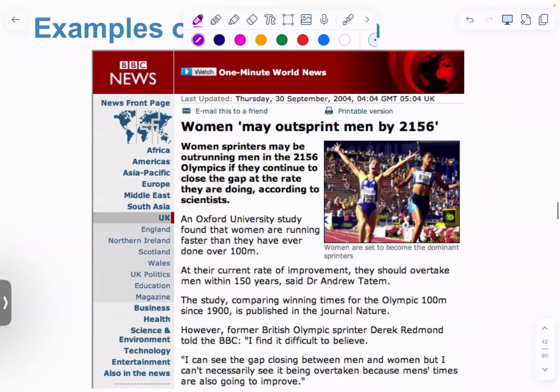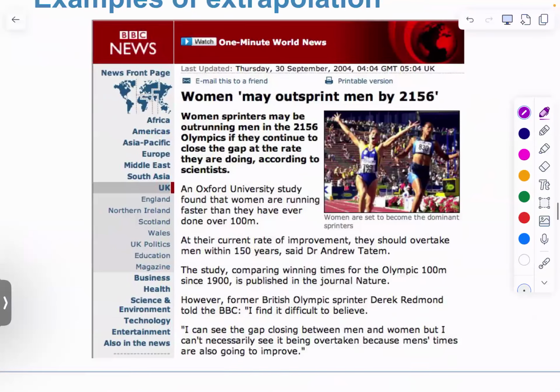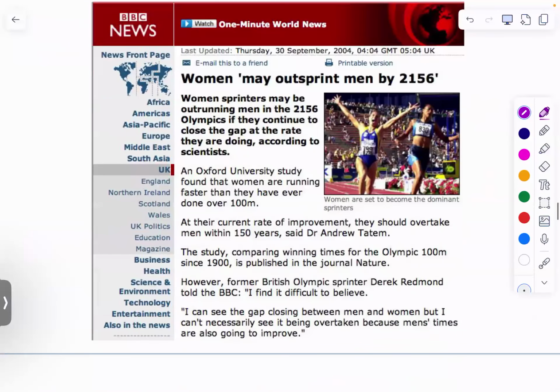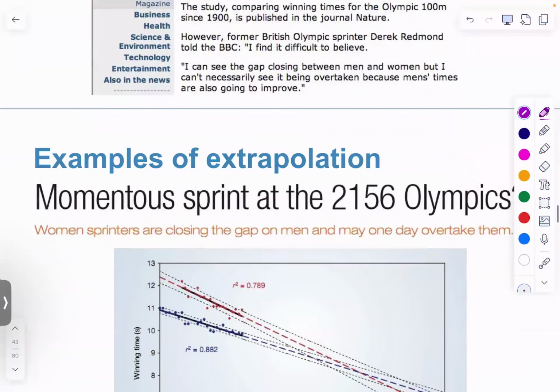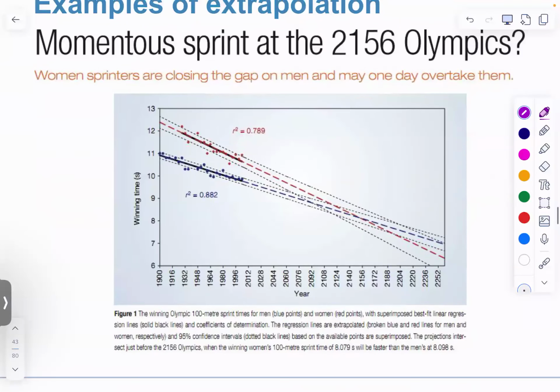This one, kind of baffling. I'll move this. BBC News, tisk, tisk, tisk. Women may outsprint men by 2156. Very interesting, and also kind of far off still. So here's the data that they're using.